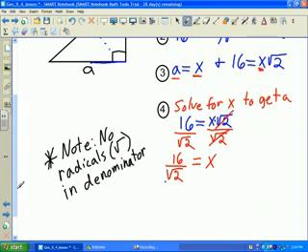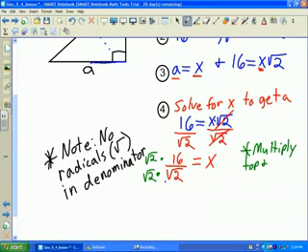But don't worry, it's not that many steps to get rid of it. To get rid of the radical on bottom, we're going to go ahead and multiply the top and the bottom by the denominator, which is square root 2. So again, we multiply top and bottom by denominator.